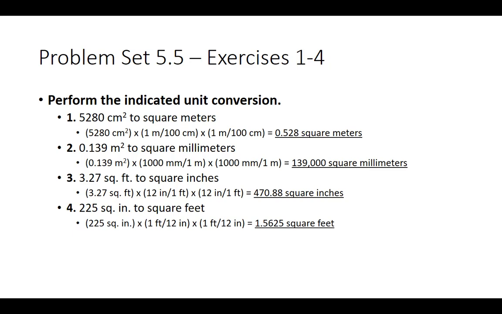The math would be 5,280 times 1 divided by 100 times 1 divided by 100, which gives us 0.528 square meters.